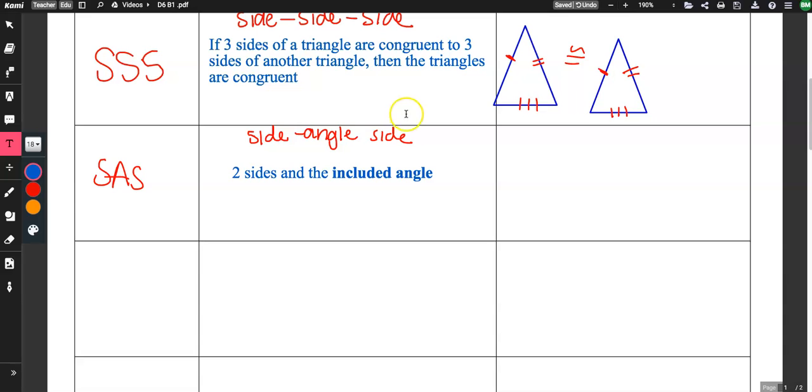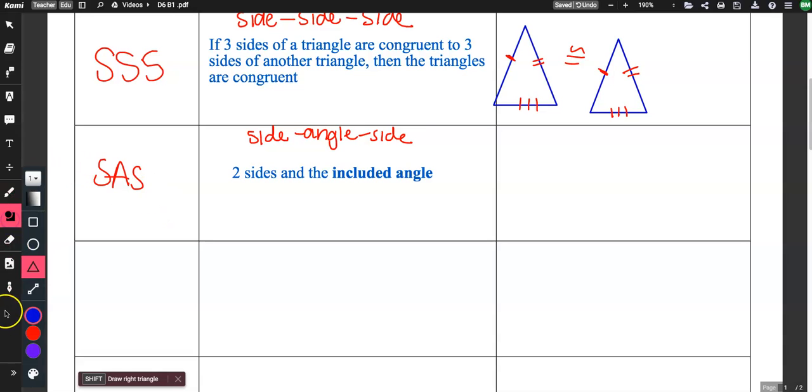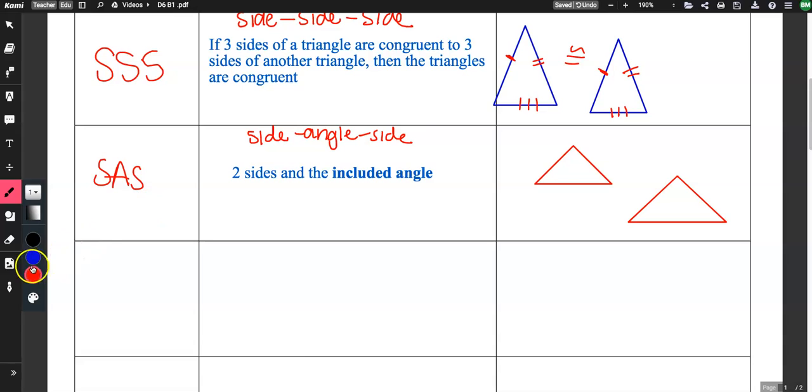So notice the language up here. We wrote side, angle, side. That order matters. Side comes first, the angle's in between the other side. So let's draw some triangles. Okay, they're not perfect, that's fine.